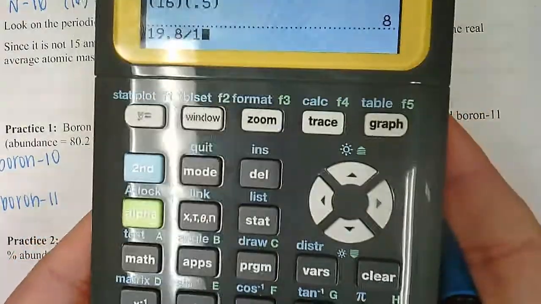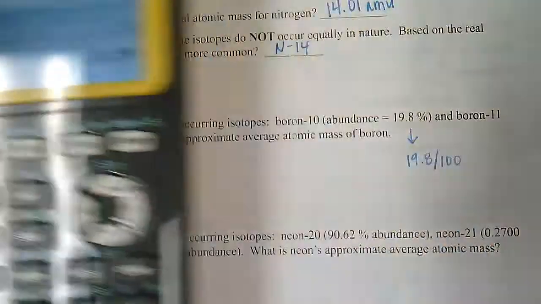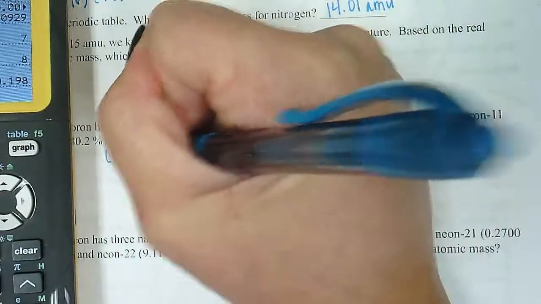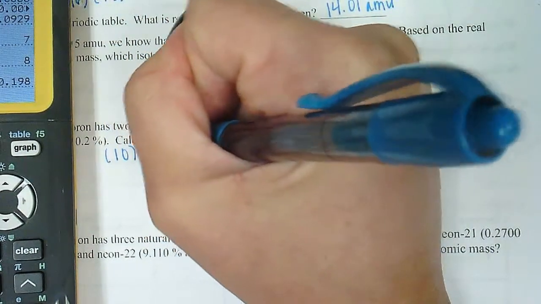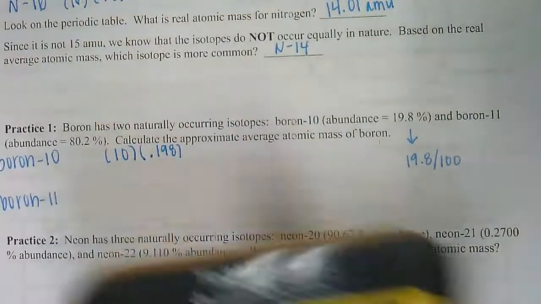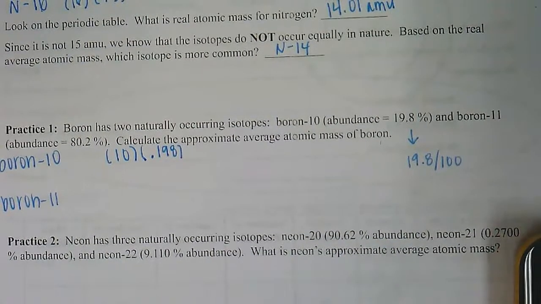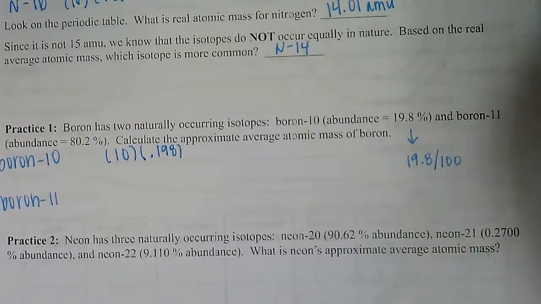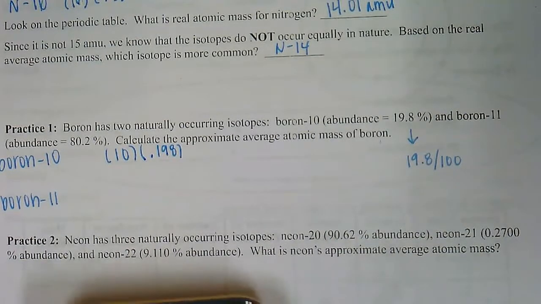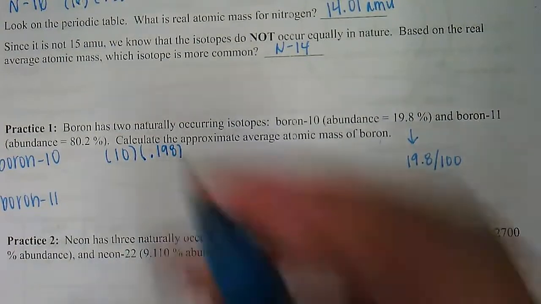So 19.8 divided by 100 gives me 0.198. And again, you don't have to use your calculator. If you can just do the math in your head, by all means, do that. I just am going to be showing you guys with the calculator so that way you can kind of get in the habit of it.